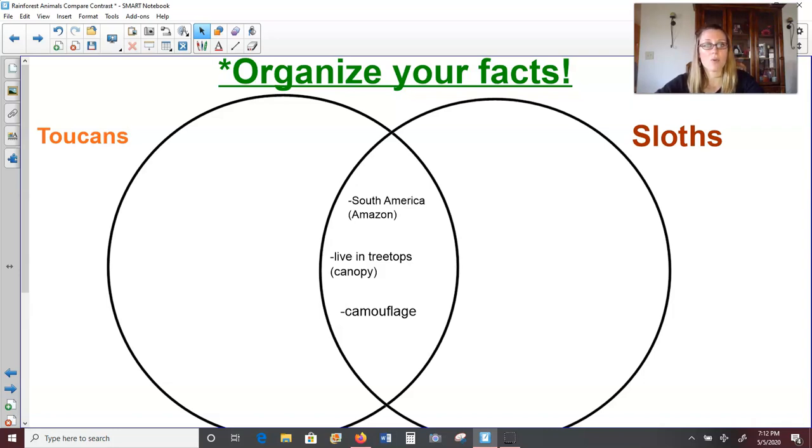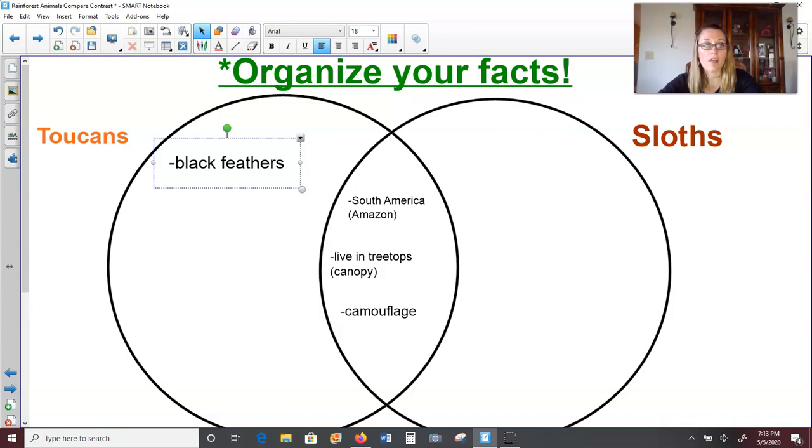Now I need to go to my differences. So for toucans, they are covered in black feathers for the most part. There might be some other colorings within their feathers, but typically their bodies are black. It is the bills of the toucan that are very colorful.